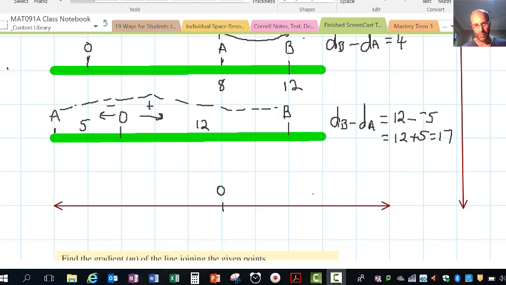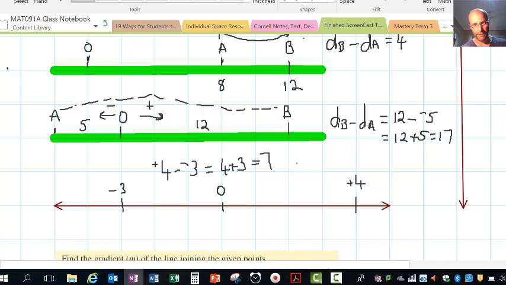So of course that would mean on any number line, if we've got positive 4 here, and we've got negative 3 here, the distance between those 2 points would be positive 4 minus negative 3, which is positive 4 plus 3, or 4 and 3 simplified, and that's 7.